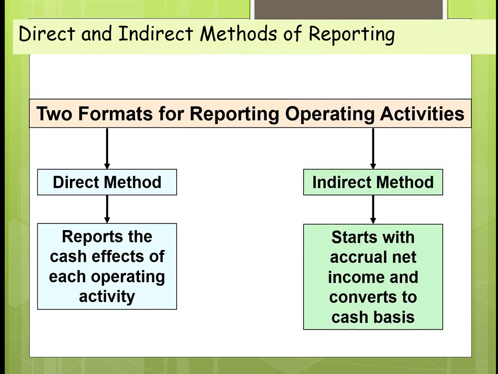Now again, we have our two formats, the direct and the indirect. The direct method reports the cash effects of each operating activity. The indirect method starts with accrual-based net income and converts it to a cash basis. Now what we're going to do is look at an example, and we're going to start with an adjusted balance sheet, because that's the only one we would be able to use.